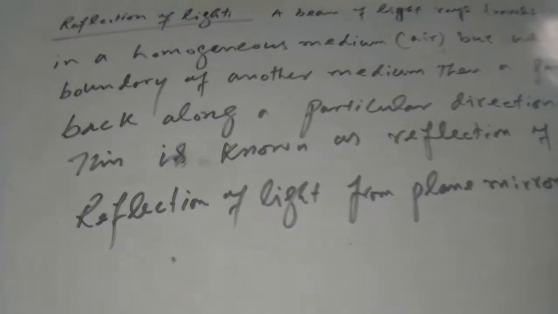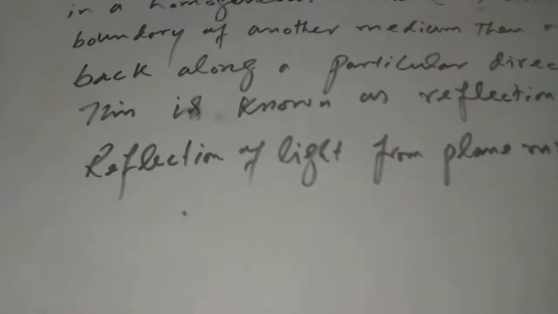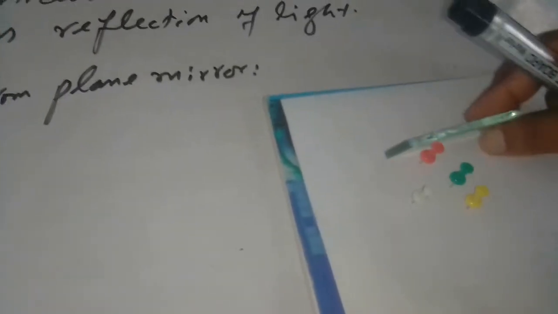Reflection of light from a plane mirror. This is a plane mirror. Now, reflection of light from this plane mirror. Consider a plane mirror, this one. If this is the incident ray, a plane mirror, and this is the incident ray. Reflection of light from a plane mirror.